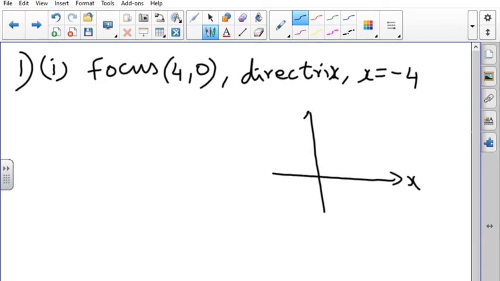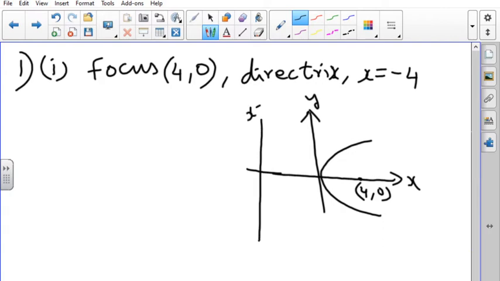Whenever focus and directrix are given, you use the formula SP by PM is equal to e. This is the diagram we have. (4, 0) will be somewhere here, so (4, 0) is the focus. Focus will always be inside the parabola, so definitely it will open rightward, and the directrix is x is equal to -4, which will be somewhere here. So this is the diagram. This is the vertex and this is the focus.